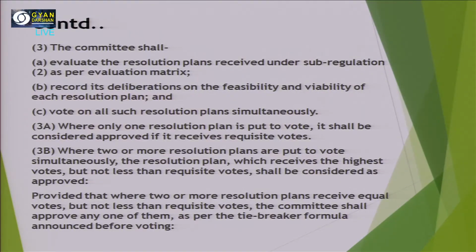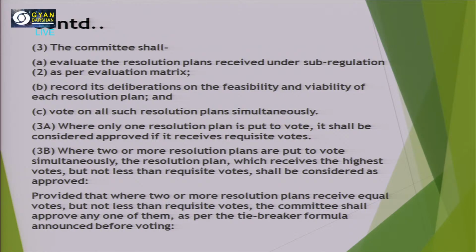The committee will then evaluate the plans and grant them scoring as per the evaluation metrics, which will be required only for the tiebreaker formula. We will discuss it later. The committee will record the deliberations on feasibility and viability of each resolution plan, then vote on all the resolution plans simultaneously. Where only one plan is put to vote, if it is approved by 66%, it is approved. Where two or more are put to vote, the highest vote gainer will be considered as approved.